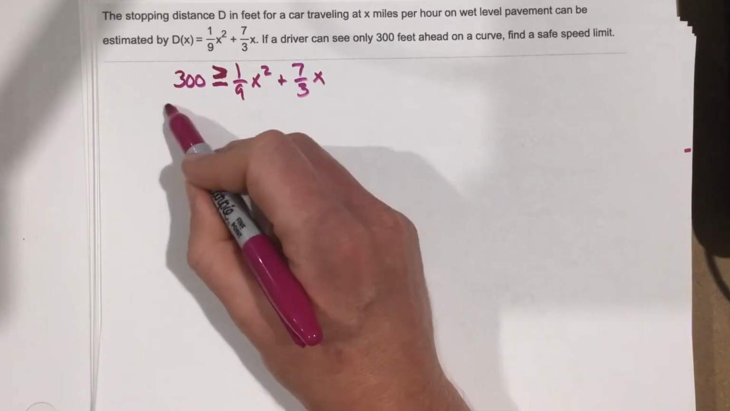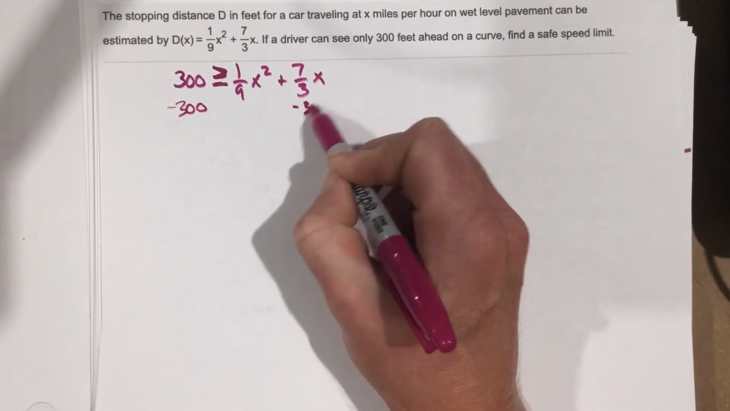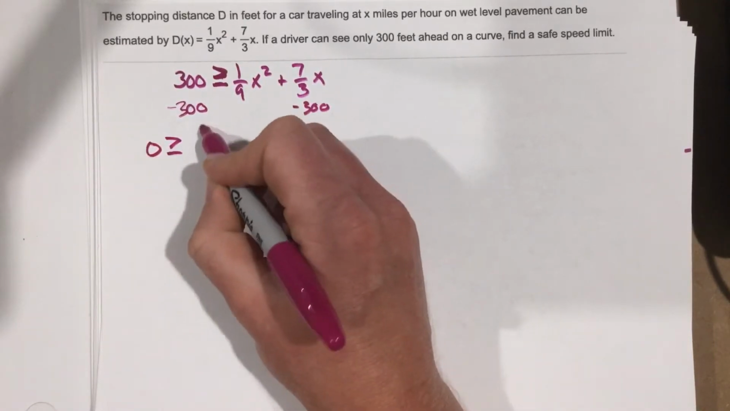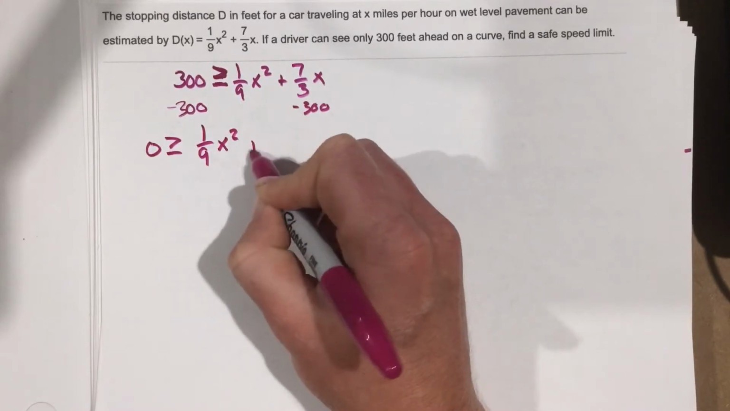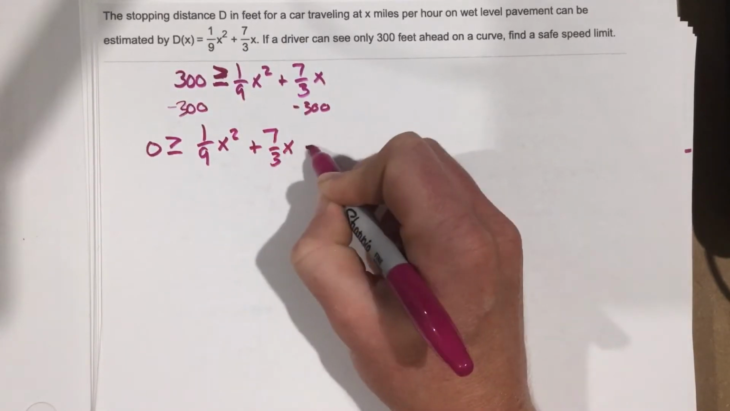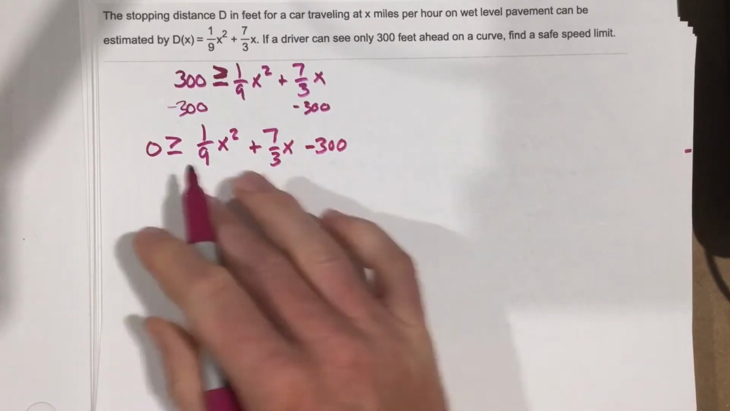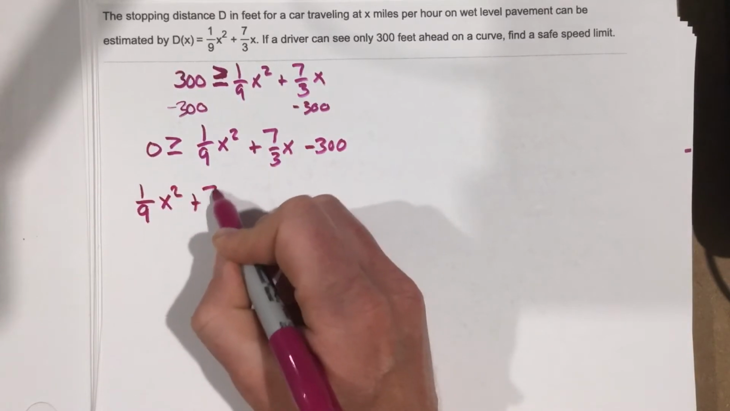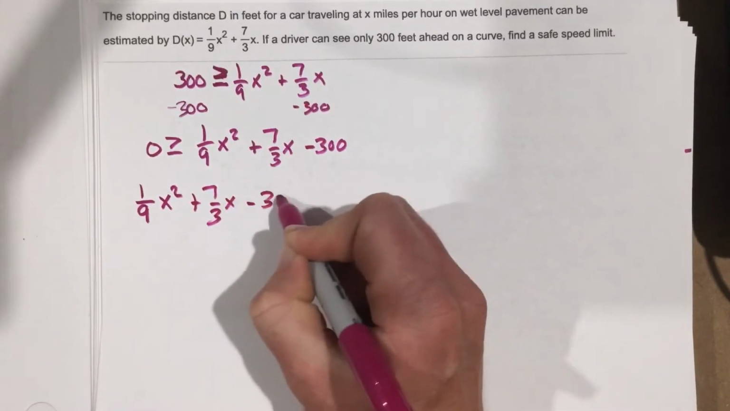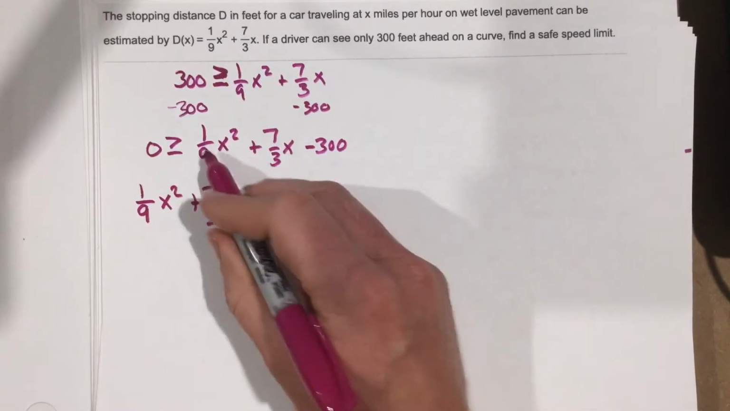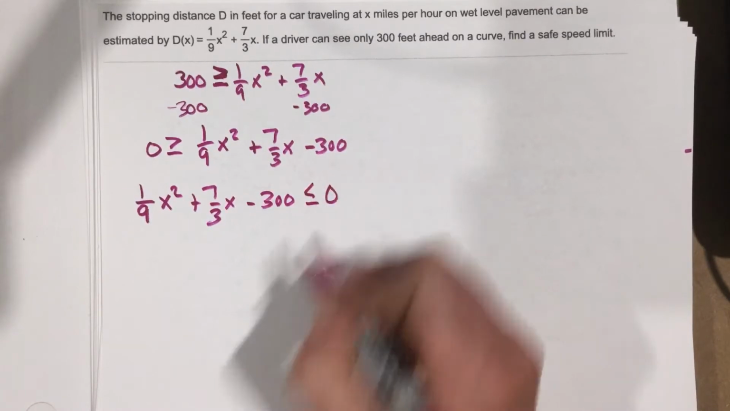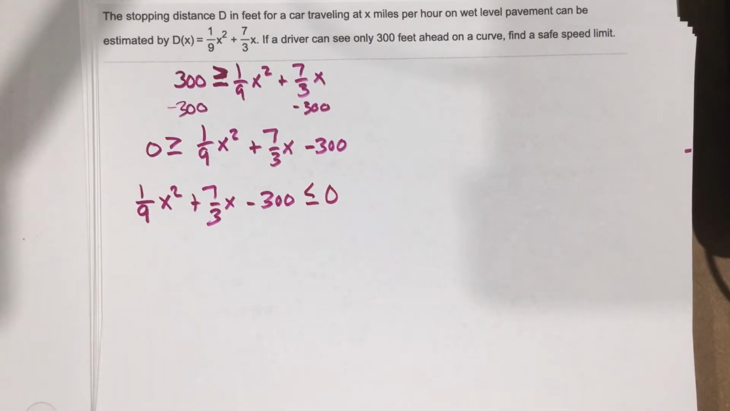I'm going to subtract the 300 over. And I'm going to write this as 0 greater than or equal to 1/9 x squared plus 7 over 3x minus 300. And then I'm just going to flop all this around. So it says 1/9 x squared plus 7 over 3x minus 300, less than or equal to 0, the sign facing the 1/9, so it's facing this part of the equation. Okay, so let's go ahead and solve this then.